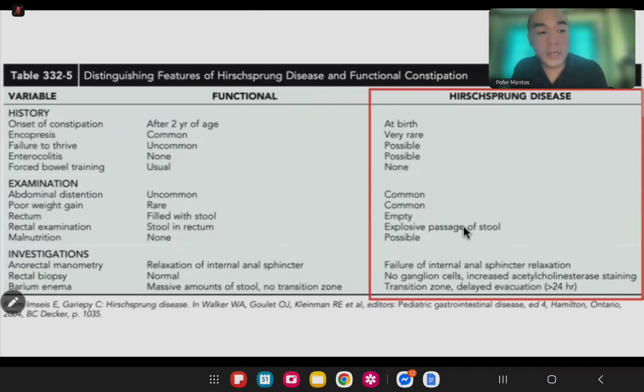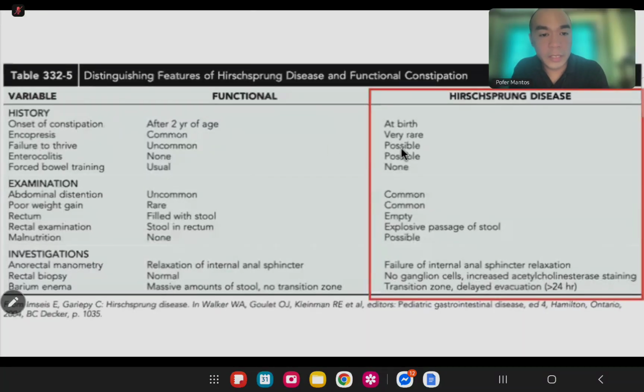So therefore, it's really important that you can distinguish it from functional constipation. So you have to inquire about the onset of constipation, whether it occurs earlier, less than 6 months of life, or even at birth, wherein a delayed meconium passage was documented. Okay.